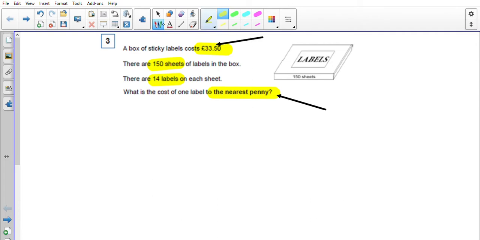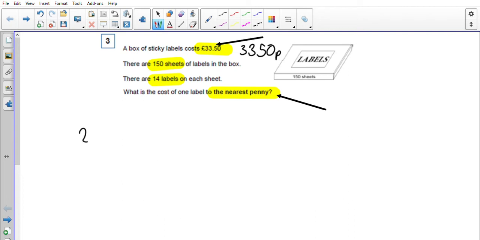Okay, so what I'm going to have to do is give my answer, and I'm going to have to do my calculating in pennies. So the first thing that I would do would be to change £33.50 into pence, 3,350 pence. Okay, it's a large number, but we'll be able to deal with it. So that was job number 1, was to turn that into pence.